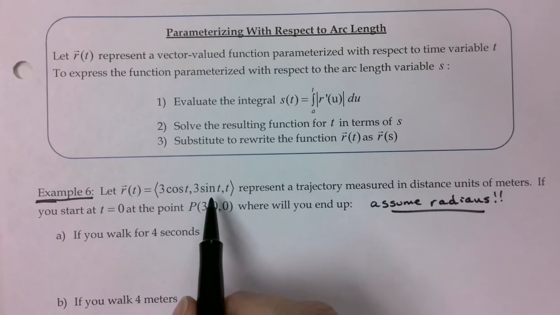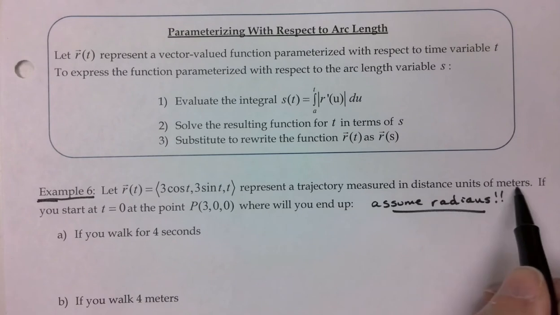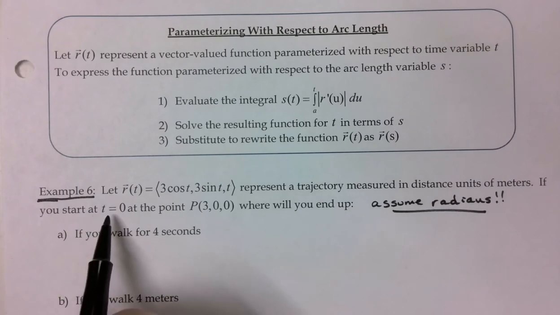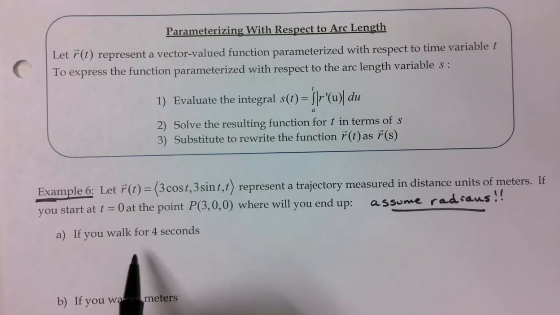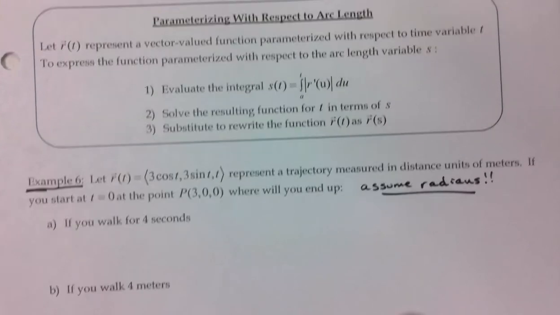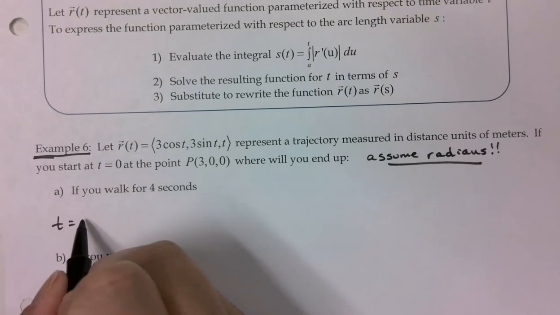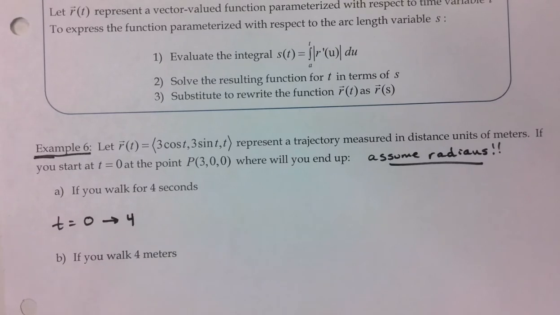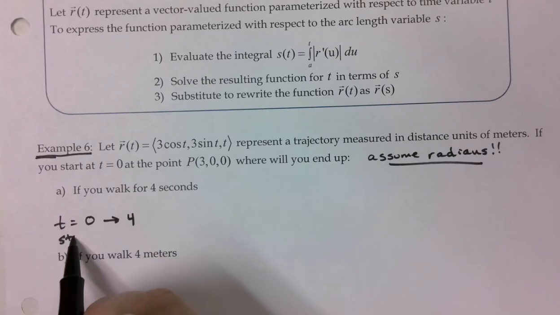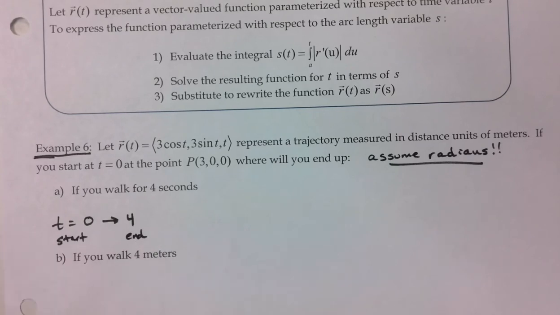Okay, so that's my trajectory, measuring distance in units of meters. If you start at t equals 0 at the point (3, 0, 0), where will you end up if you walk for 4 seconds? So t is going to go from 0 to 4. I'm going to start at 0 and end at 4. All right, lovely.